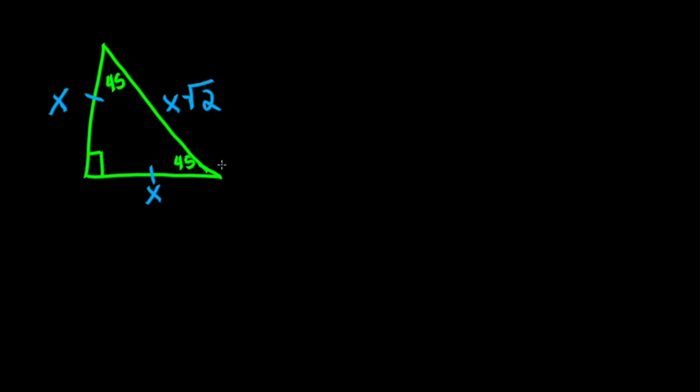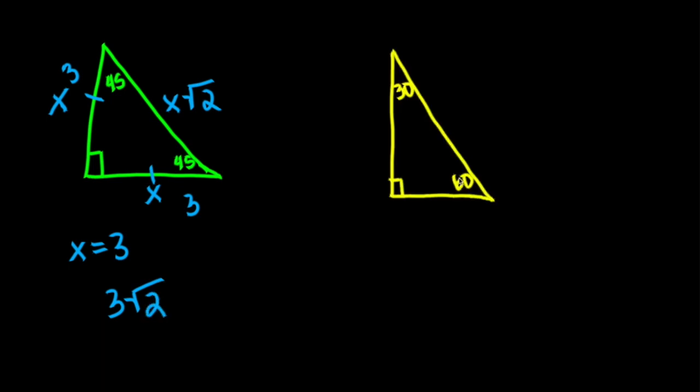So for instance, if we knew that x equals 3, we would be able to say that this side over here is 3, this side is 3, and the hypotenuse is going to equal 3 times the square root of 2. So this is the other special right triangle.